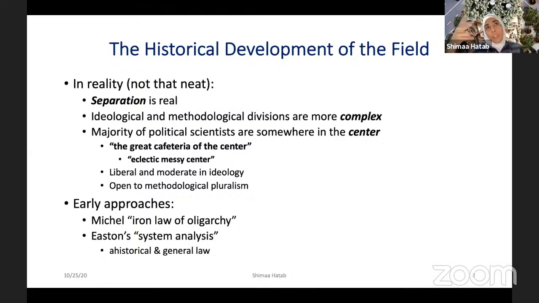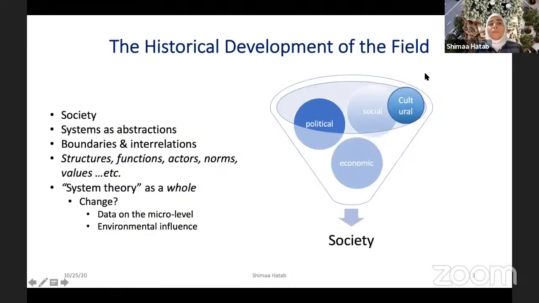Another of the early efforts came from Easton and Gabriel Almond, and they tried to study political systems to come up with general statements or theoretical claims about how political systems operate and what kind of interactions between different subsystems would stabilize or destabilize political systems. Firstly, in Easton's analysis, he adopted this ahistorical view in order to come up with a general law.